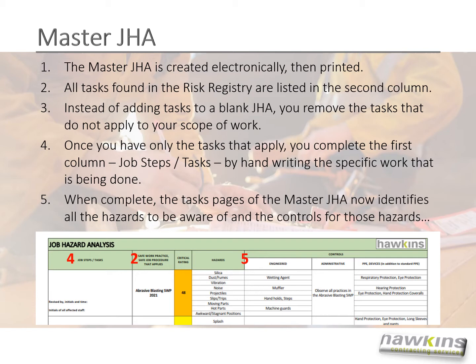Once you have only the tasks that apply, you complete the first column, the Job Steps Tasks column, by handwriting the specific work that is being done. When complete, the Tasks pages of the Master JHA now identify all hazards to be aware of and the controls for those hazards on that project.